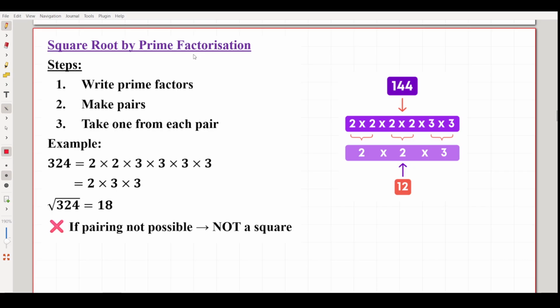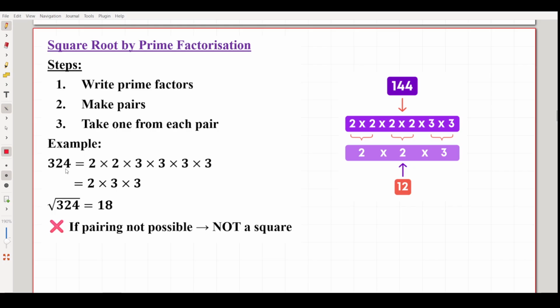Prime factorization means first, whatever number is given, we have to write it as prime factors. First you have to find the prime factors. Next we have to make pairs. Then from the pairs we will take one number from each pair.